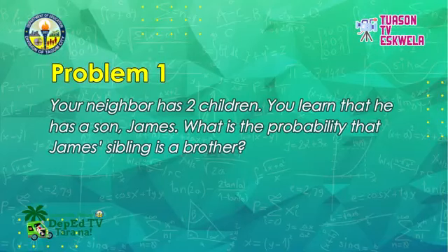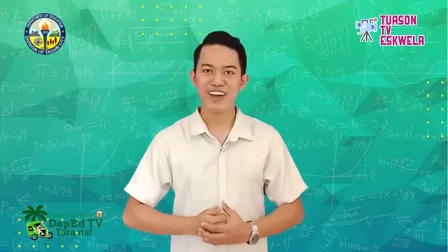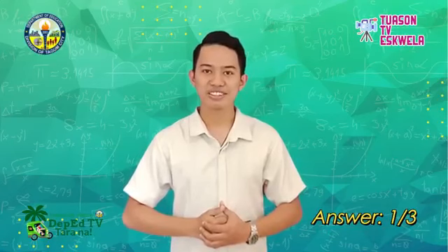Problem number 1. Your neighbor has 2 children. You learn that he has a son, James. What is the probability that James' sibling is a brother? Your 15 seconds start now. Time is up! The correct answer is 1/3.